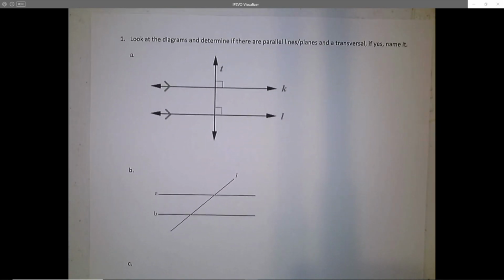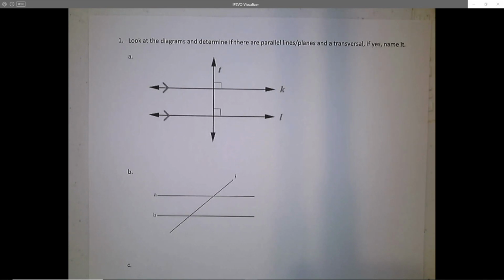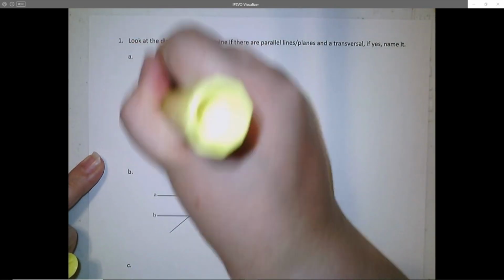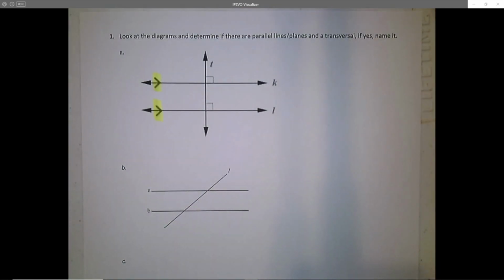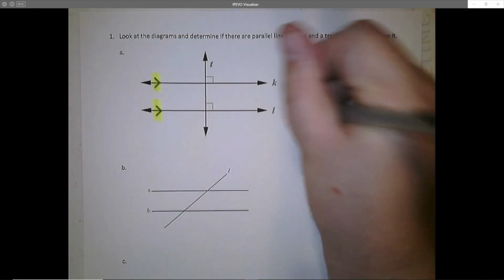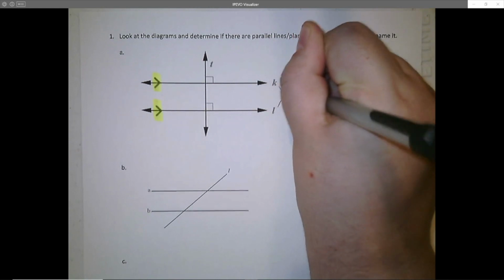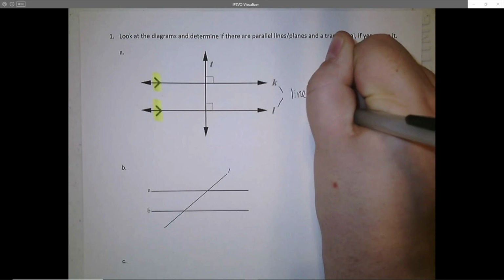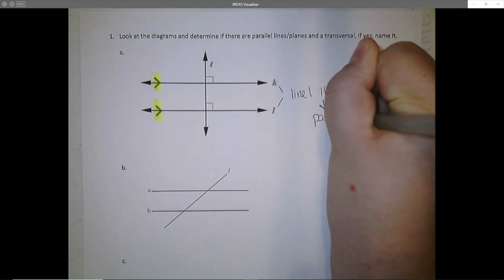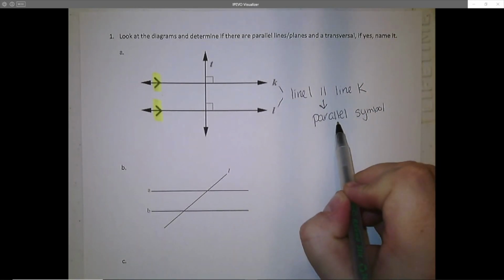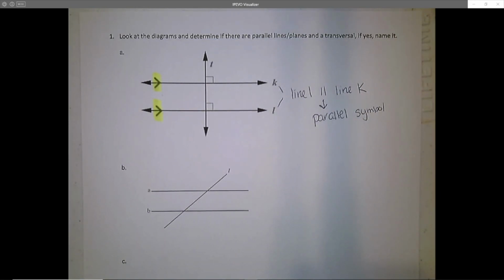Okay, so looking here at the picture for A. First thing that stands out to me right here, I have those arrows. These arrows, remember, indicate that I have parallel lines. So line L is parallel to line K. Remember, the double line is the parallel symbol. They get it actually because of the double L in the word parallel. Okay, so L and K are parallel.